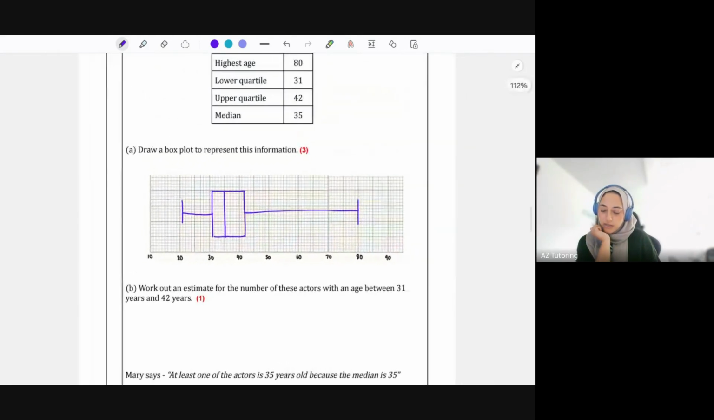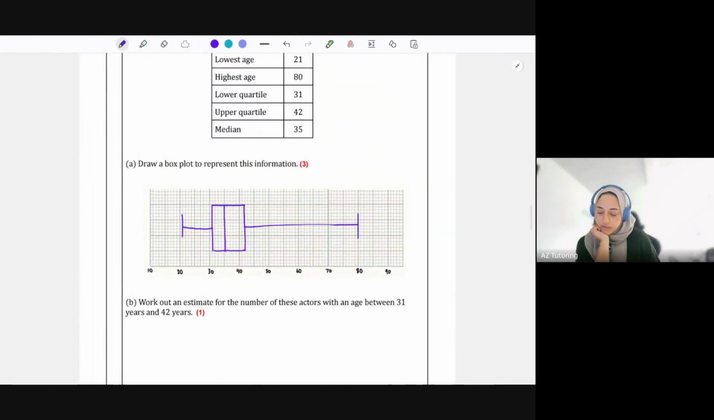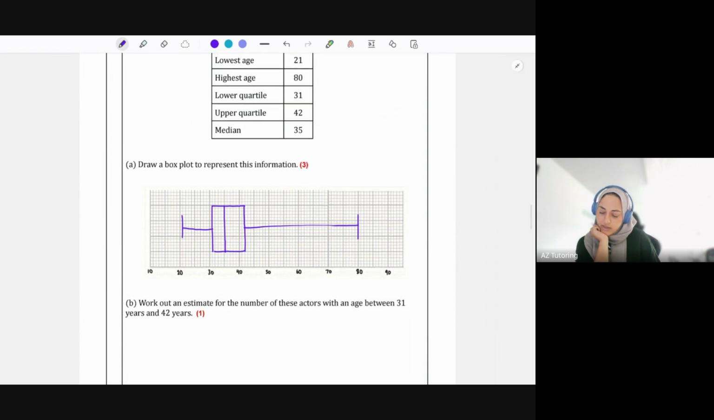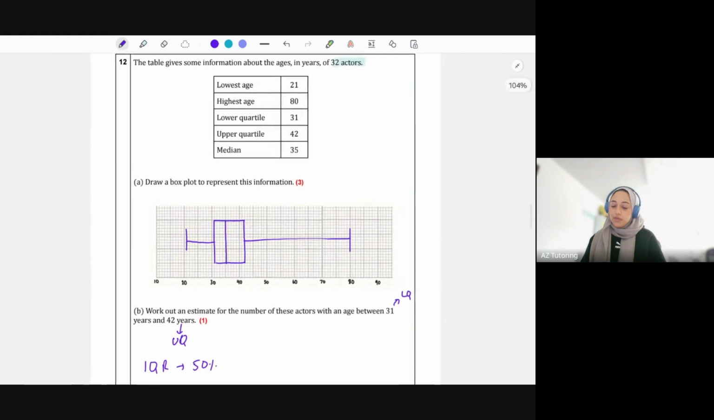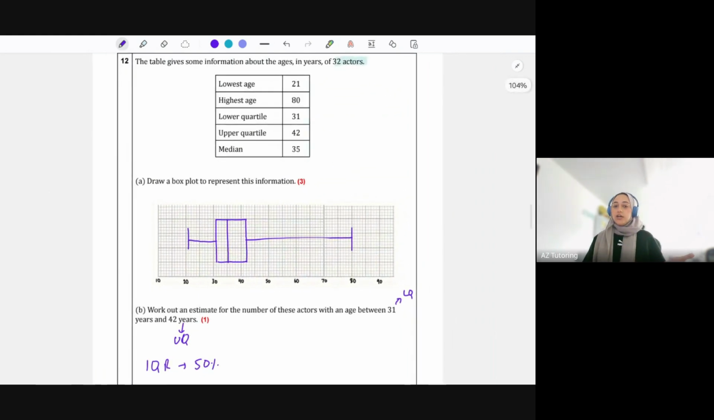It says work out an estimate for the number of these actors with an age between 31 years and 42 years. Now 31 is the lower quartile and 42 is the upper quartile. So we've basically got the interquartile range, which is 50% of all of them, because the upper quartile is 75%, the lower quartile is 25%.